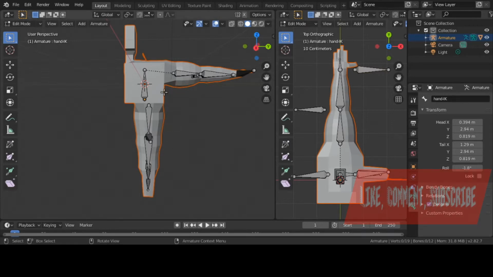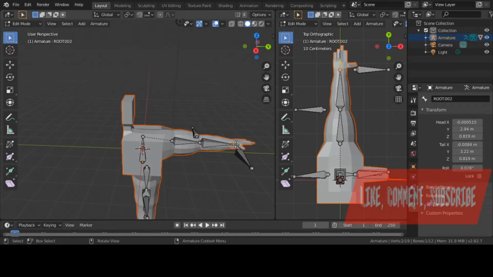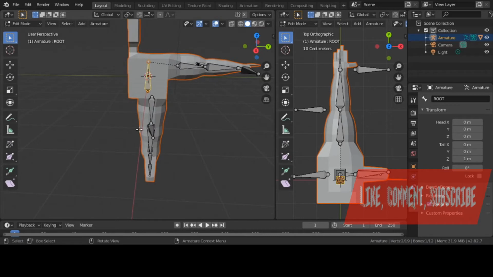I'm coming over here to see my bones. For my upper arm, I just use the initials UA. LA for lower arm. Then I have one for my hand, so I'd better call this hand. There's one body bone, because I'm not making them sophisticated. I'm just showing IK. I'll call it root.